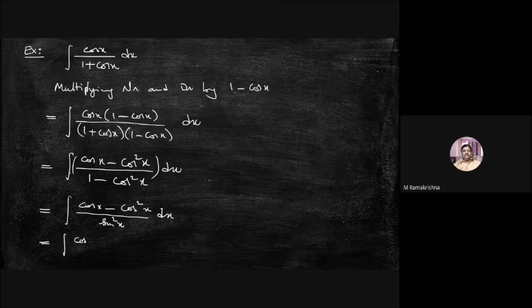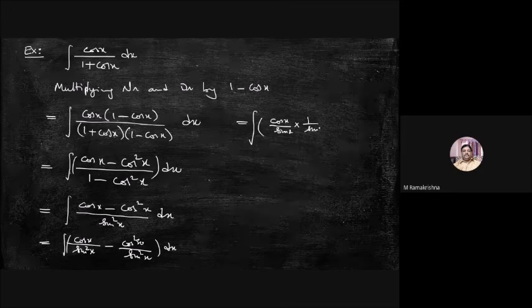So what happens? Cos x by sin square x minus cos square x by sin square x. It's being a compound, place a bracket. Now, if you look at this, I'm splitting like this: cos x by sin x into 1 by sin x minus cos square x by sin square x can be written as cot square x, dx.